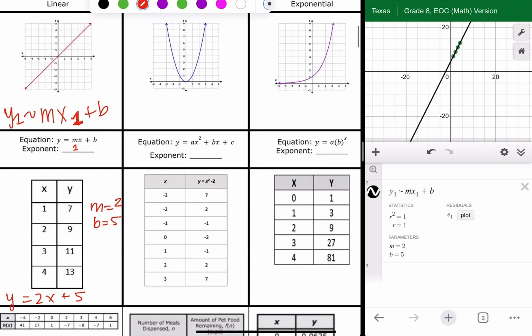So now for the next one, our quadratic function is a U shape. It's a U shape, or it can also look like this pointing down, and the exponent is 2.